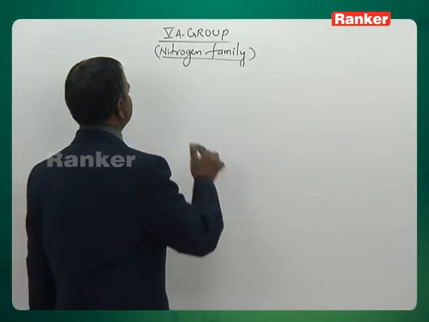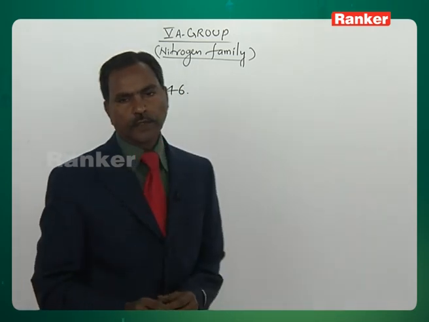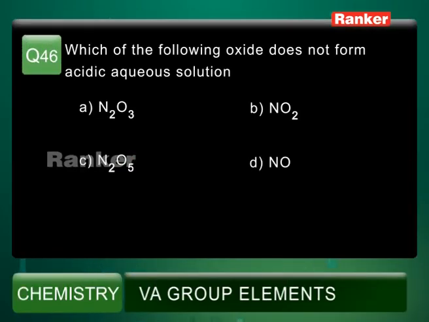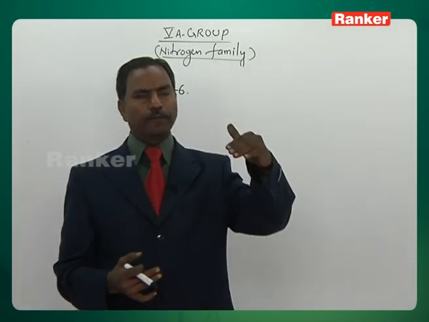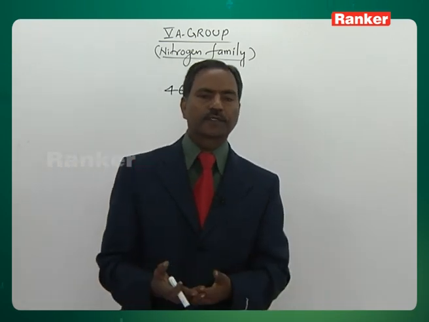Question number 46. Which of the following oxides does not form acidic aqueous solution? Means whenever a particular oxide is dissolved, that is not producing any acidic solution.